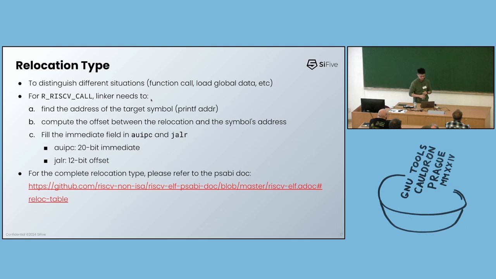For the RISC-V call relocation type, the linker needs to find the address of the target symbol, compute the offset between the relocation and the symbol's address, and then fill the immediate fields of AUIPC and JALR. And there are actually many different types of relocations, and you can follow this link for a more comprehensive list.